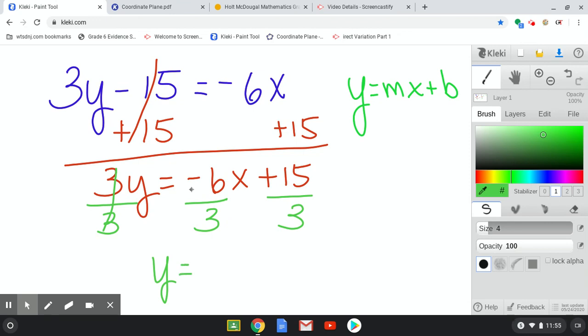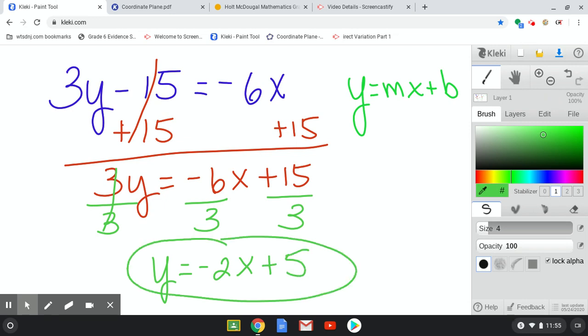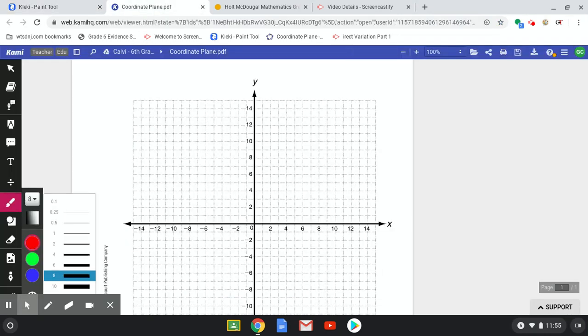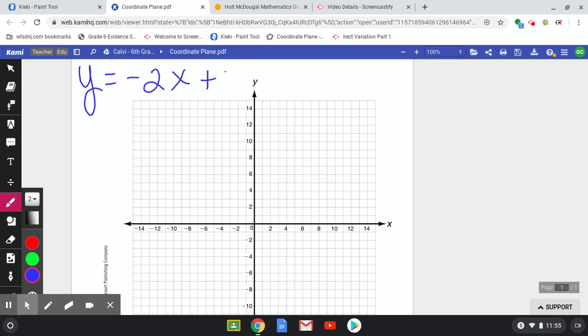So now I have a negative 6 divided by 3. That's going to give me a negative 2. Drop down my x. A positive 15 divided by 3 is going to give me a positive 5. So now my equation is in slope-intercept form, and we can go ahead and graph. So y is equal to negative 2x plus 5. So let's write that up here. Y is equal to negative 2x plus 5.